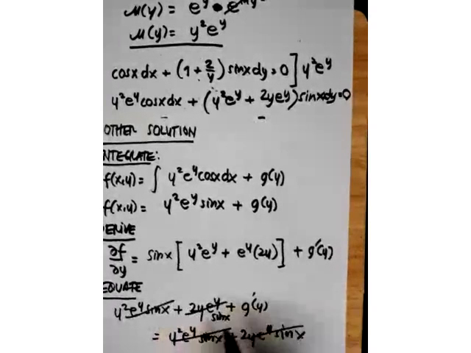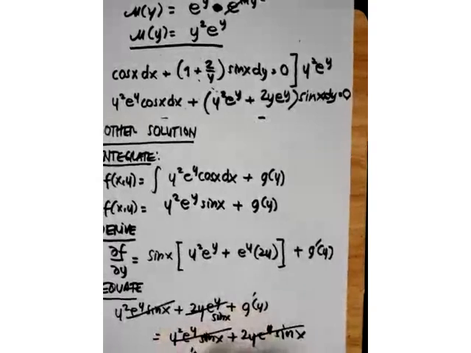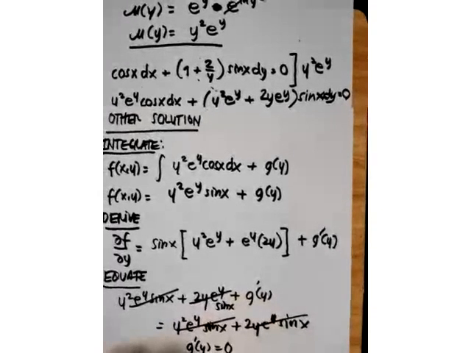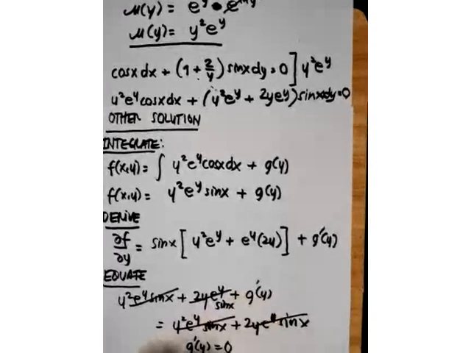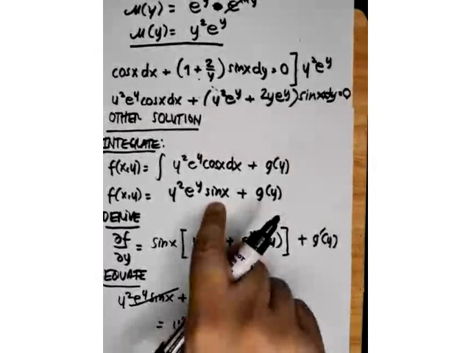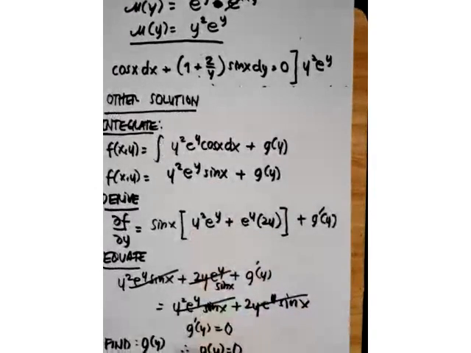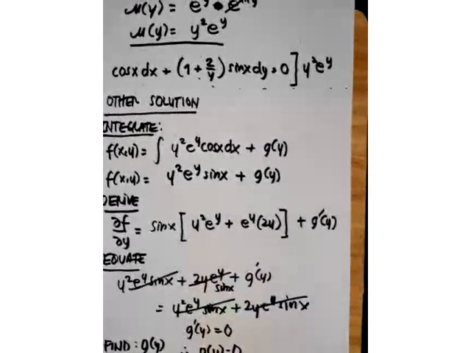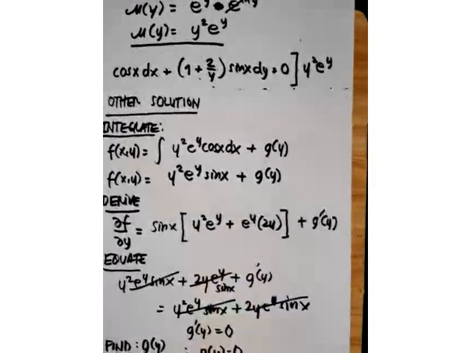Ayan. So, ang g of y prime natin ay 0. So, find g of y. So, therefore, g of y is 0. And then we substitute that dito. So, therefore, y squared e raised to y sin x is equal to c. So, this is our general solution.